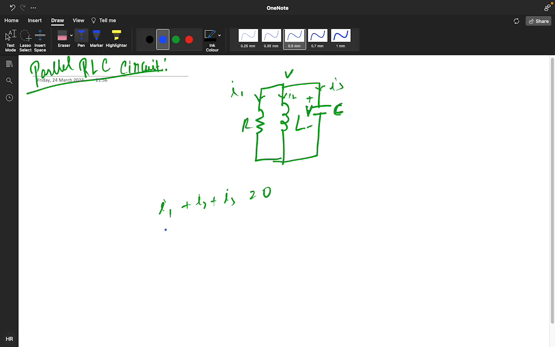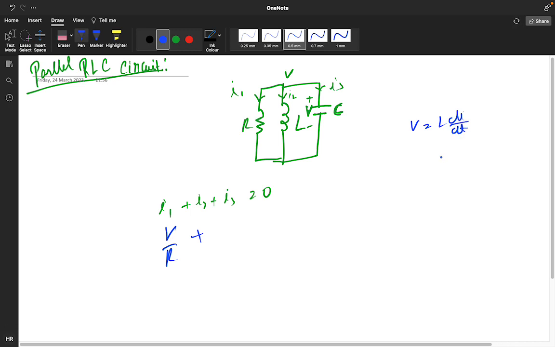So the value of I1 will be V by R. For I2, V equals L di by dt, so the value of I will be V by L integration, 1 by L integral of V dt. Sorry, it will be dt only. No? This is dt.